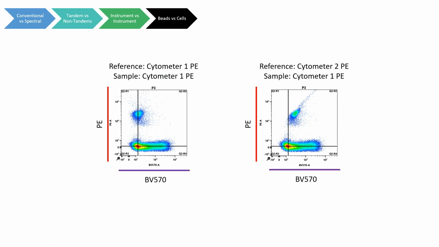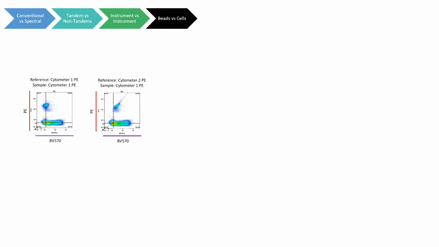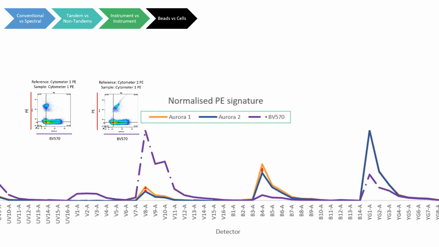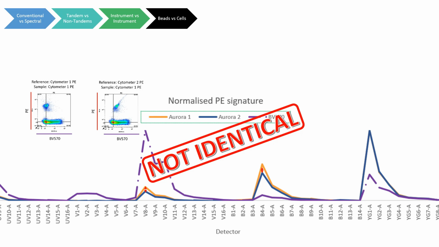Let's zoom in to have a closer look at the differences between the PEs in the BV570 region. They might be small, but they cause significant errors. So, say it with me, the PEs are not identical.